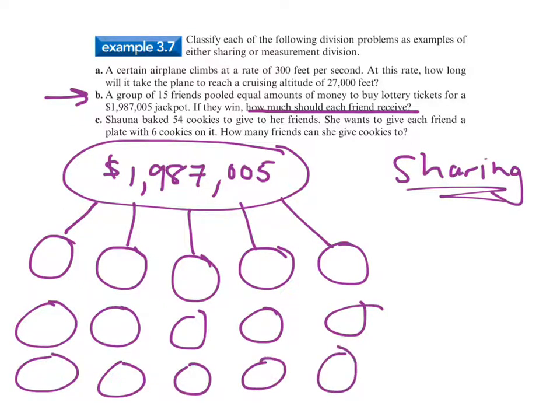All right, there's the 15 friends. But what we're asking is how much money should each receive? All right, or in other words, how many in the group? How many dollars in a group that's given to one friend? Right, so that is a sharing problem. You have this large total, you're sharing or dividing it out among a certain number of groups, or in this case, a certain number of people.